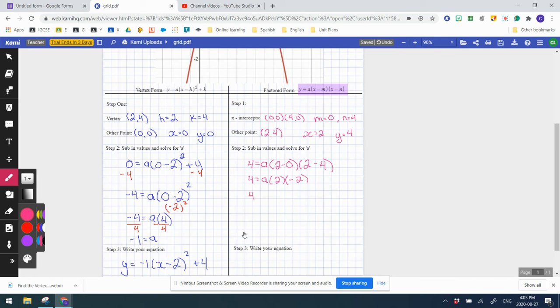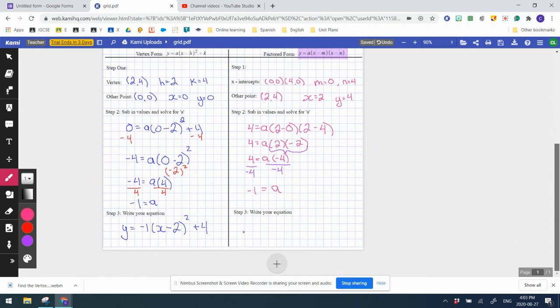So again, I'm just going to simplify. We're going to do this math here. So it's going to equal a times negative 4. We're going to divide both sides by that negative 4 to get the a by itself. So we have negative 1 equals a. And again, the last step is to write it in that equation form. So we go back to y and x just being y and x. So we're going to have y equals negative 1 times (x minus 0) times (x minus 4).